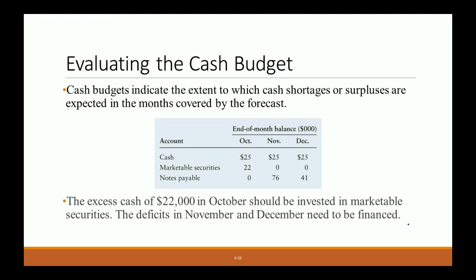And so here we can see this again. If we're wanting to maintain a cash balance of $25,000, in October we had an excess $22,000 to invest in marketable securities. November, we use up that entire $22,000 and borrow an additional $76,000. From November to December, we have improved. Now we have repaid a portion of our notes payable. So we've repaid $35,000 of our notes payable, but we still owe $41,000 in December.